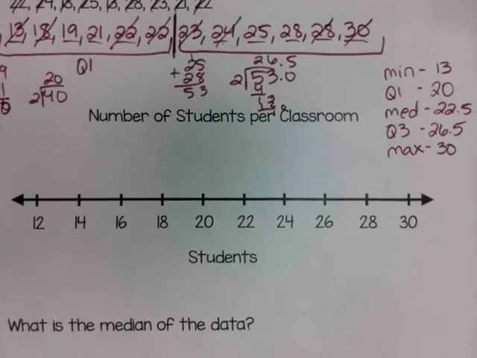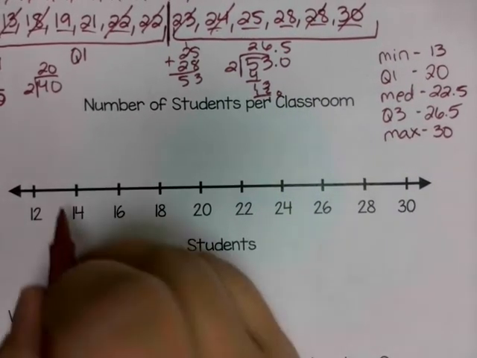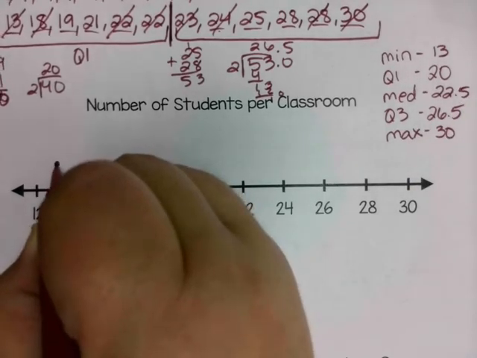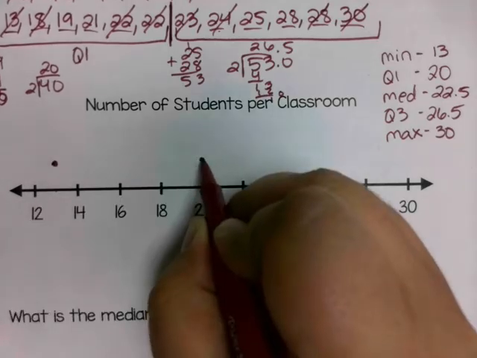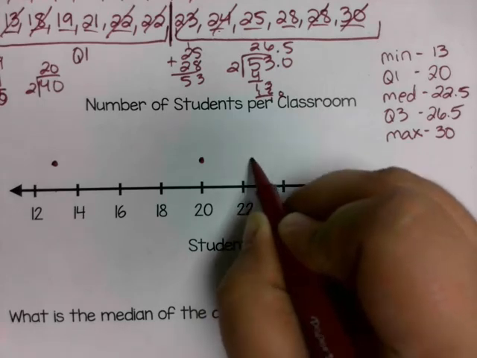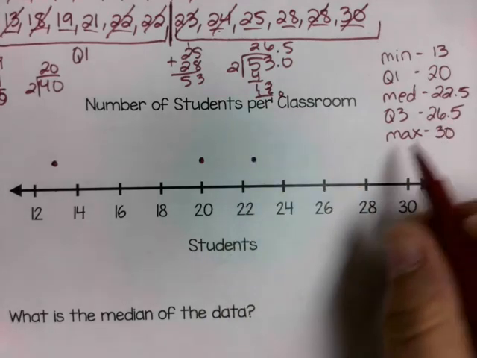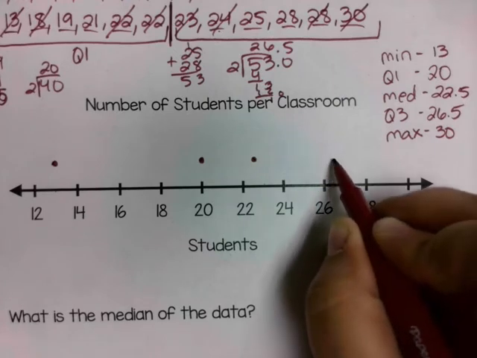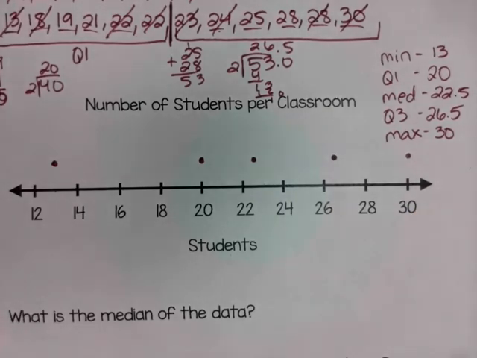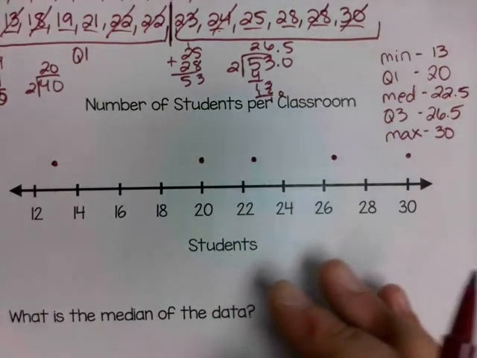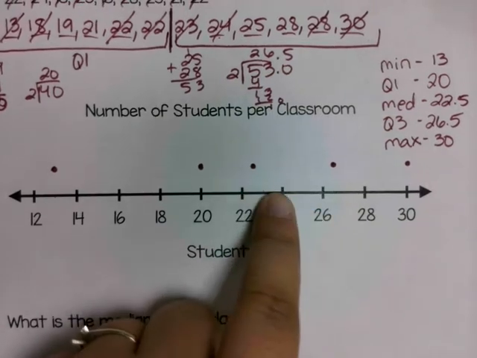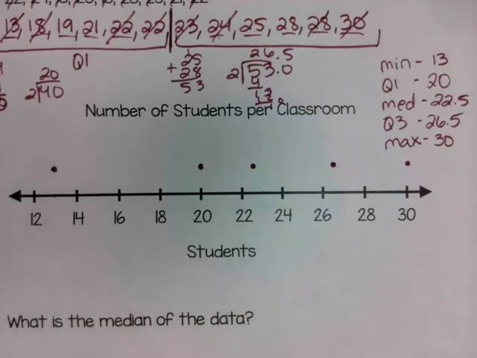We're going to graph those 5 points the best we can. So 13 is in between 12 and 14. 20. 22 and a half. So here's 23, so 22 and a half will be maybe right here. 26 and a half, here's 27, so close enough. And then 30. If you were doing this on a test, they would give you better numbers. They wouldn't give you something in between where it's hard to tell. It'd be a little bit more exact.